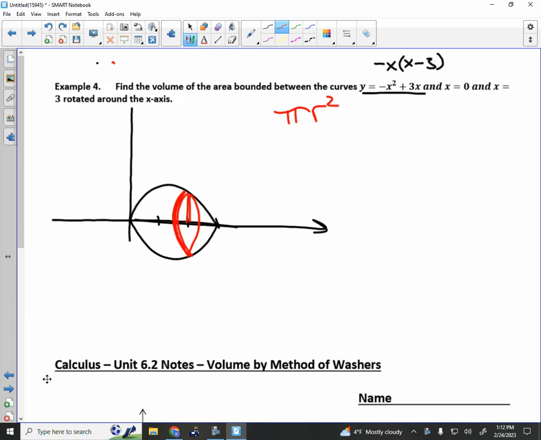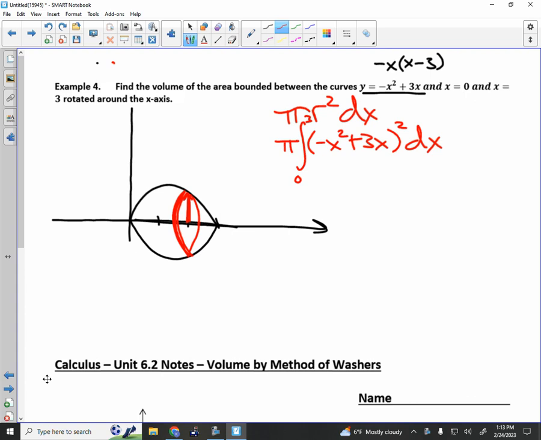Pi r squared, is it dx or dy? Dx. The radius is the distance from the x-axis to the function, which is negative x squared plus 3x. So pi times negative x squared plus 3x, quantity squared. That is the volume of one of those disks. We do an infinite number. We bound it from 0 to 3.